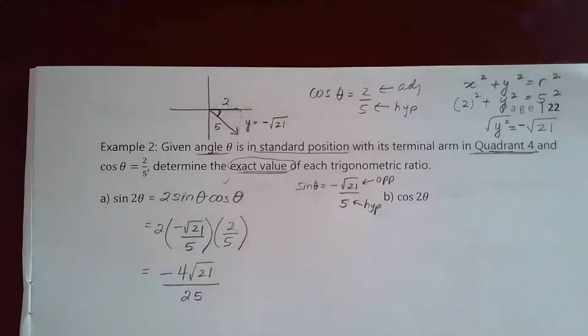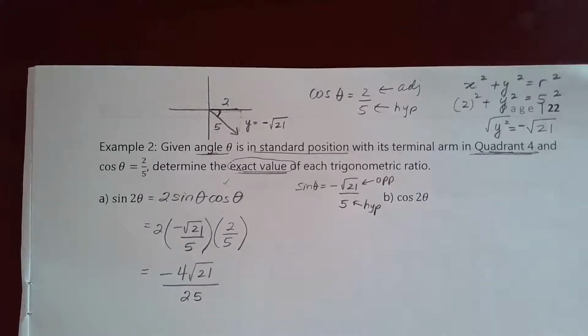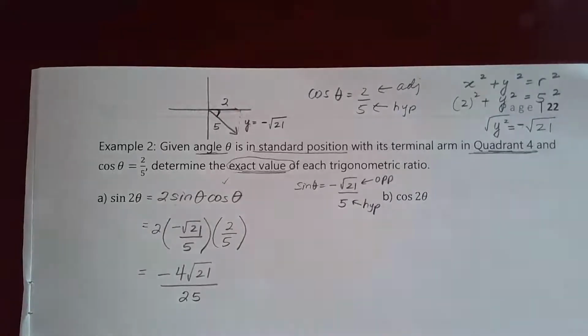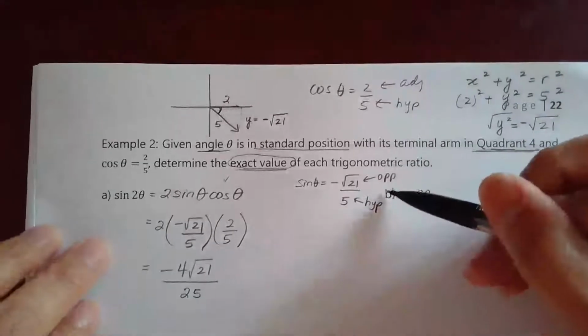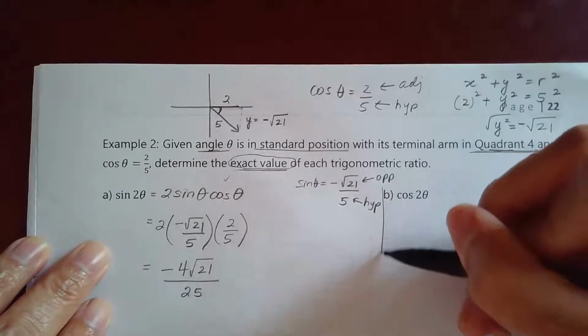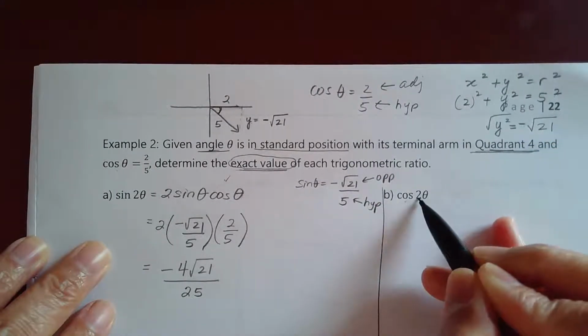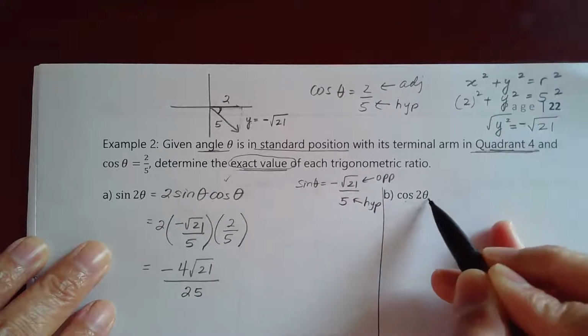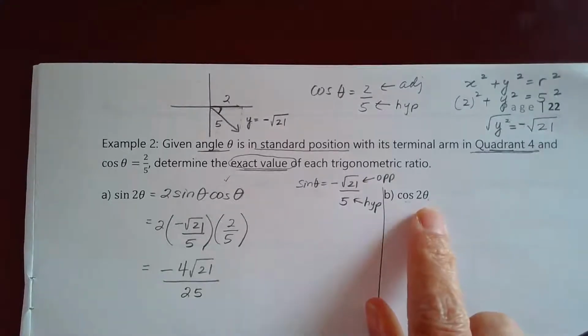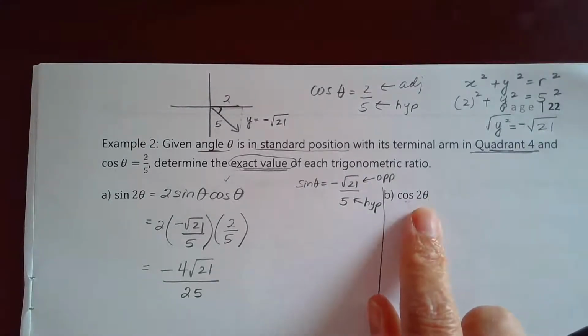Giving you some extra time to just write that down. Okay, now we're gonna go to the B part. Okay, this is the B part. Cos of 2 theta. Okay, well, how do we do this one?